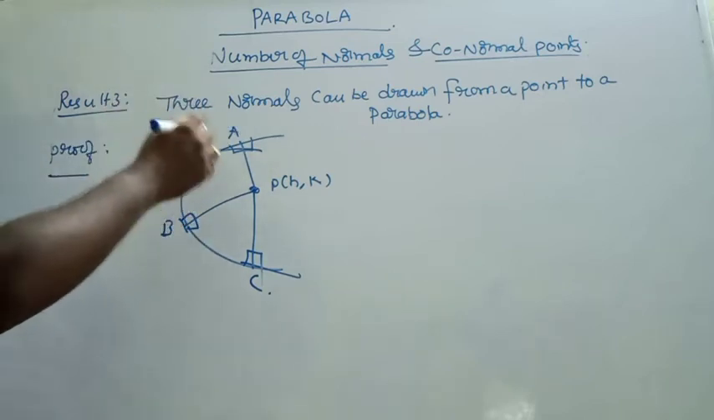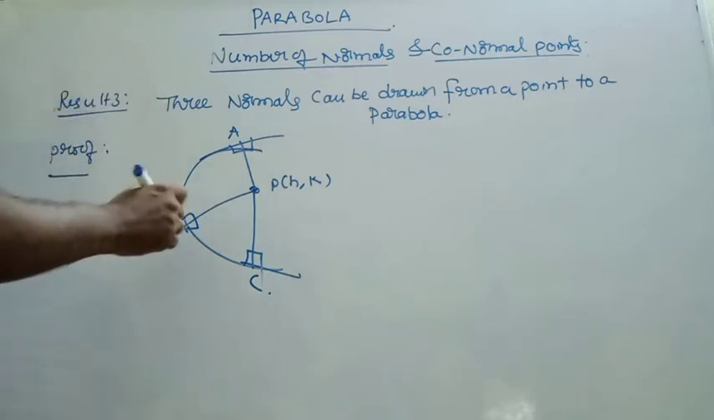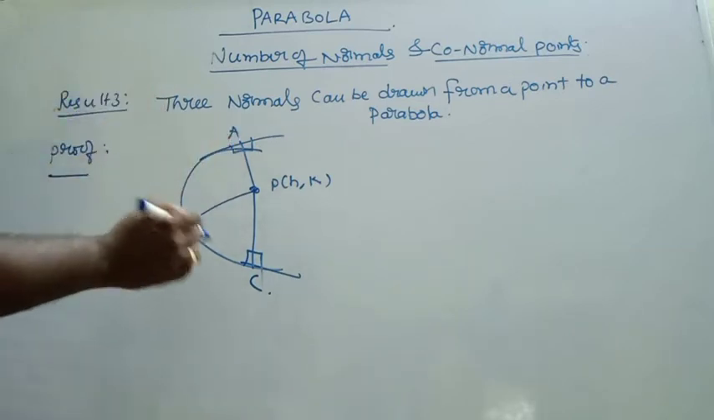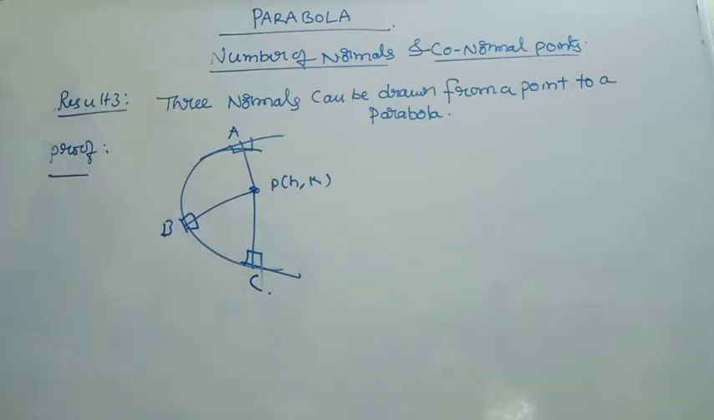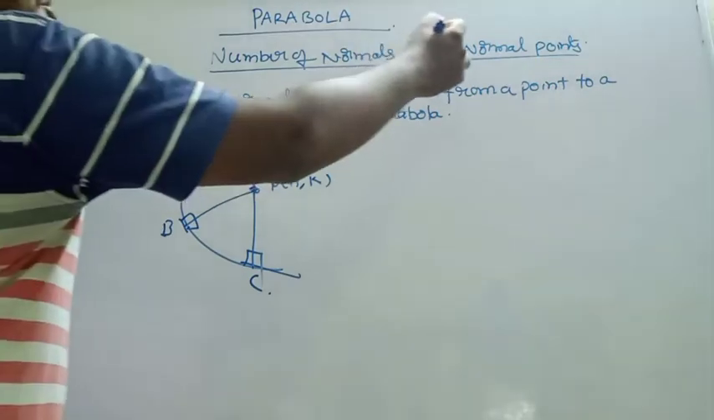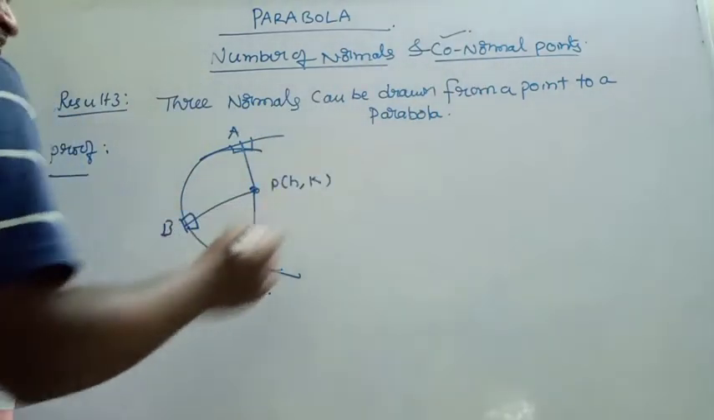Right, my dear students? Now the definition of co-normal points: from any point, if you draw the normals which meet the parabola at right angles, these are called the feet of the normals. Those only are called co-normal points. Now we have got the definition of co-normal points also. Right? This is the parabola we are having, my dear students.